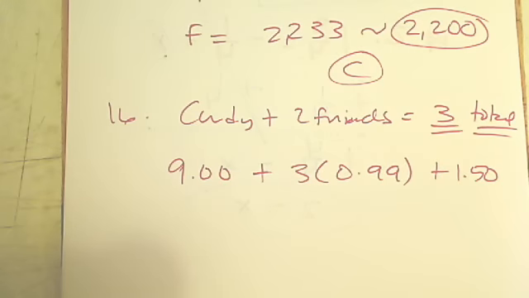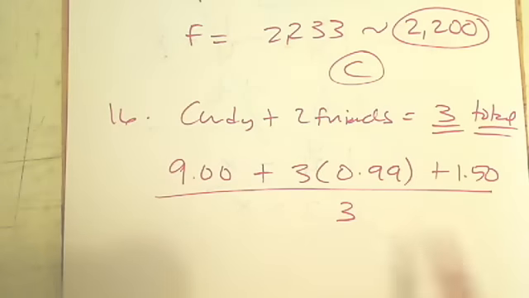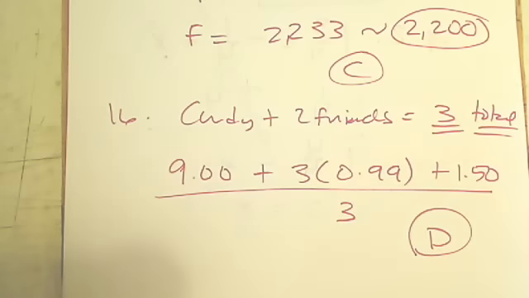But it says they split it evenly. What does split mean? When you go to divide by what? 3. Why not 2 though? 3 friends. Okay, there are 3 friends. Divide everything by 3. Now, if you picked letter B, it's not correct. The answer is actually letter D as in dog. 9 plus 3 times 99 cents plus 150 divided by 3 people. You could be writing this down too.